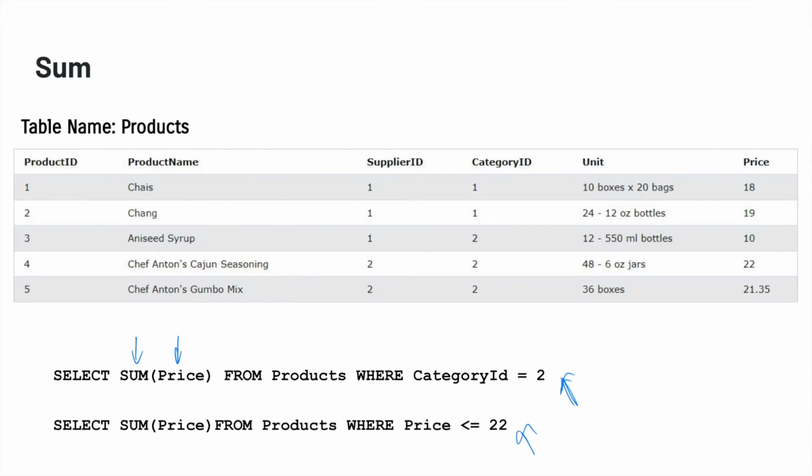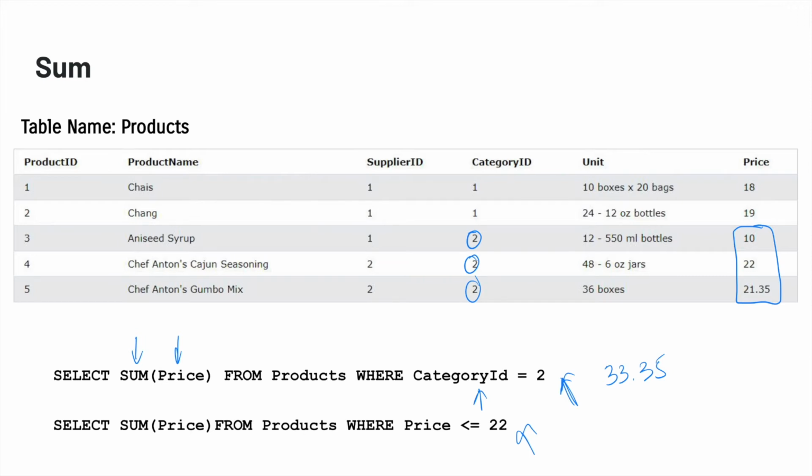SUM price FROM products WHERE category ID equals 2. So let's go to the category ID field, and we have 2 right here. That means we would just add up all of these values, and that's what our output would be. Our output would literally be the sum of these, which is, let's see, 22, I guess 33, 35.